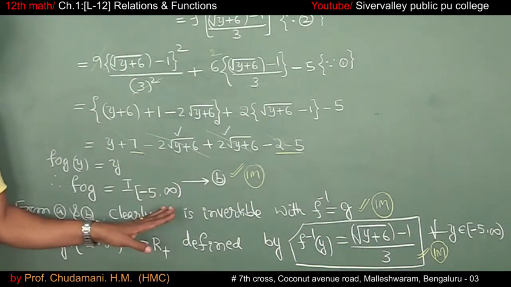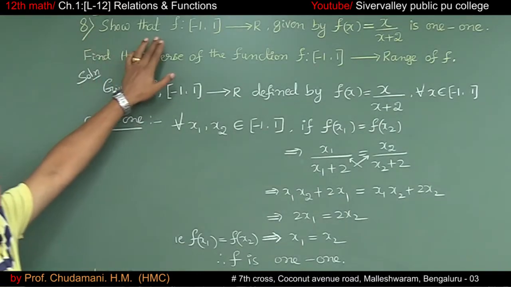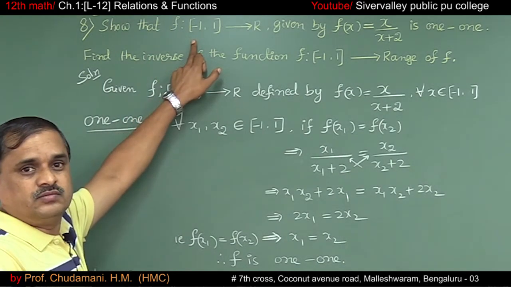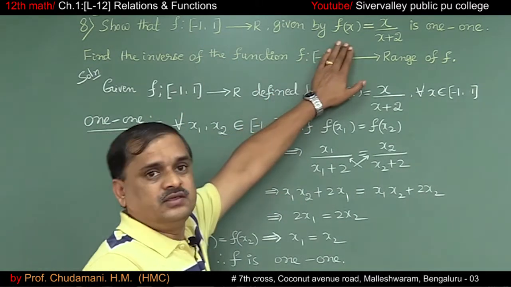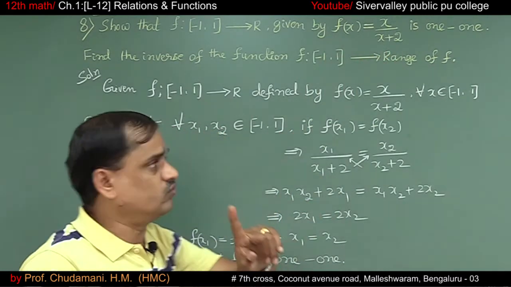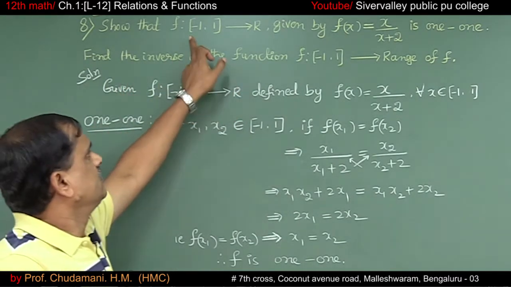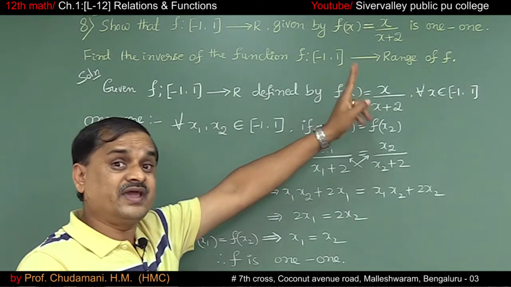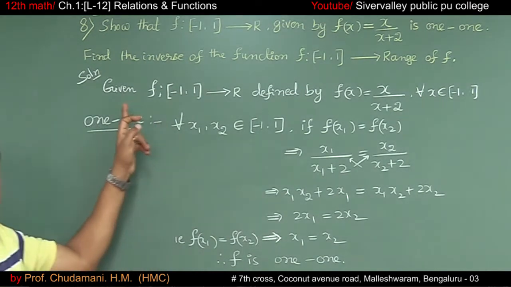Okay. So this is a very good question. Eighth one, exercise problem. Show that the function f from the closed interval minus 1 comma 1 to the real numbers, given by f of x equals x divided by x plus 2, is a one-one function. Find the inverse of the function f from the closed interval minus 1 comma 1 to the range of f. Okay. Solution.